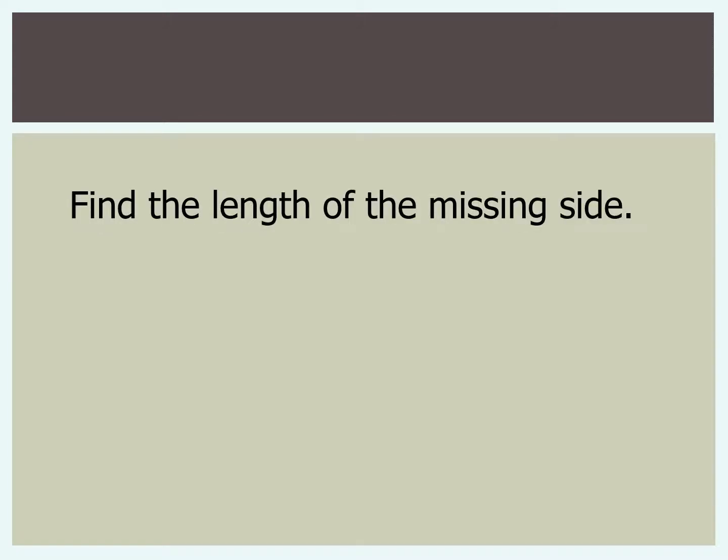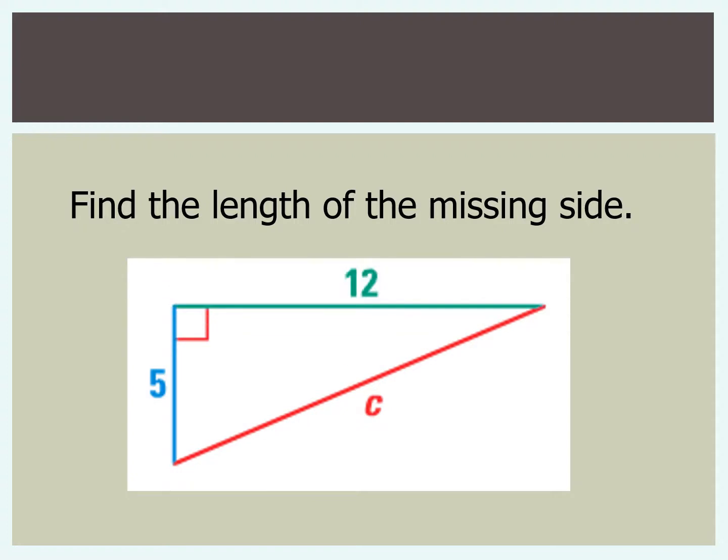So let's see if we can try an example using the Pythagorean theorem. In this example, we're told to find the length of the missing side. Looking at the triangle we're given, the missing side is c. Since c is across from my 90-degree angle, we know that that's the hypotenuse.